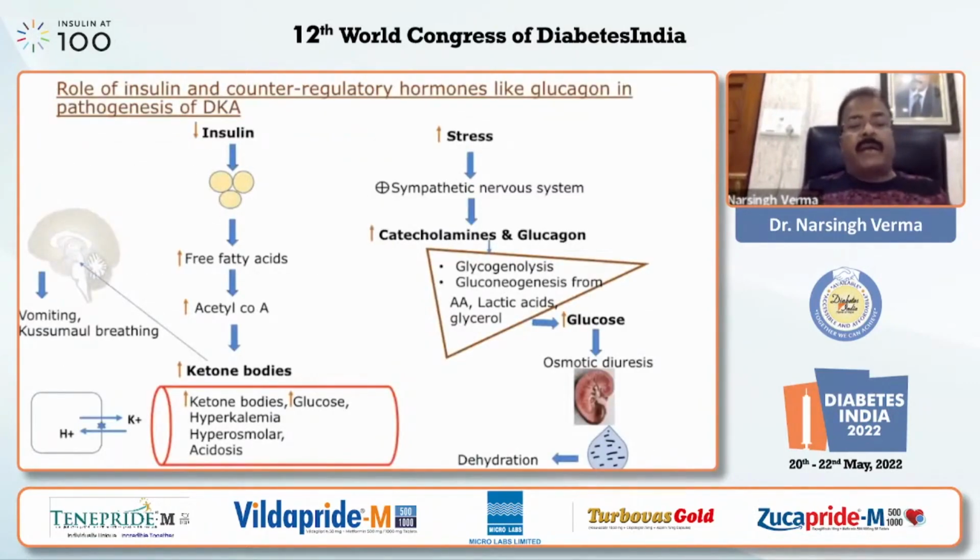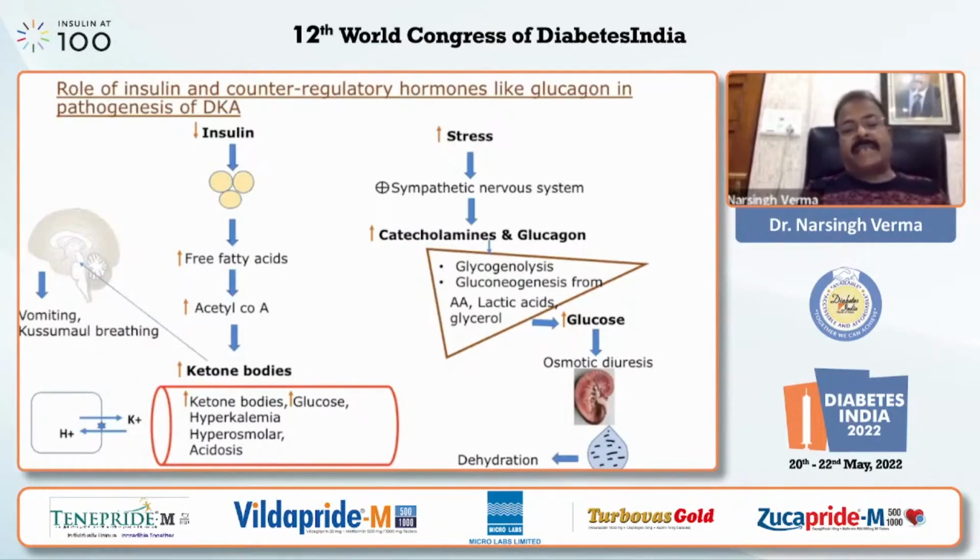The role of insulin and counter-regulatory hormones like glucagon in the pathogenesis of DKA. When insulin is decreased, free fatty acids rise, acetyl coenzyme A rises, ketone bodies rise, and we know glucose is also increased. They produce hyperkalemia, a hyperosmolar condition, and acidosis, and the ketone bodies are responsible for at least two symptoms: vomiting and Kussmaul breathing, which is pathognomonic of DKA.